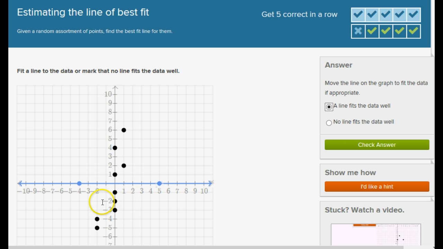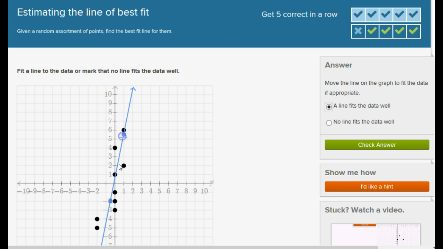Looks like there's about half the points below, half the points above, but once again, this line is not following the direction of the points. The directions are clearly going something like this right here. So let's move that back up. Let's move that back down. Slide it over a little bit. We'll slide this over a little bit.